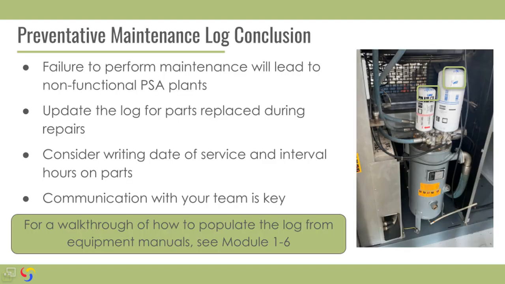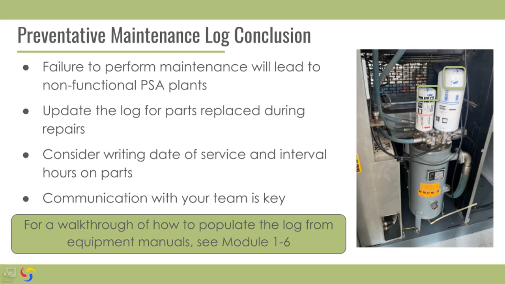Failure to complete the preventative maintenance will lead to a non-functional PSA plant. By doing preventative maintenance at the required frequencies, you help prevent costly breakdowns and ensure safe, efficient operations. If components are replaced as a part of a repair effort, update the preventative maintenance log for the parts replaced during the repair. The repair log should also be used to document this activity. Installing a new part during a repair resets the service interval of a part. Be sure to consider both the preventative maintenance log and repair log during repair activities.